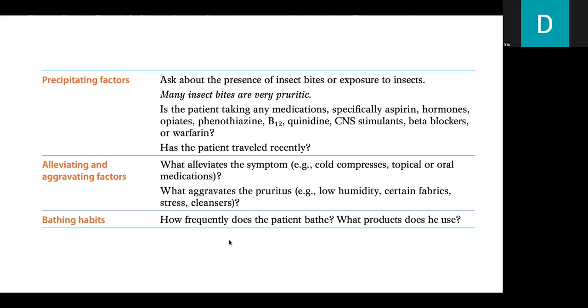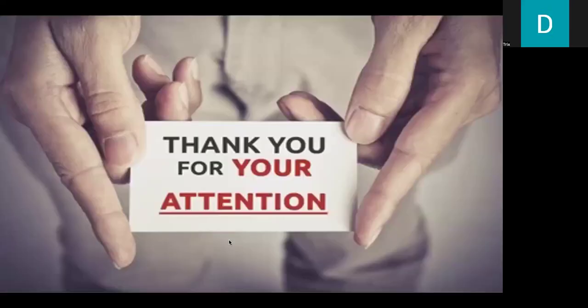Alleviating and aggravating factors. What alleviates the symptoms, like cold compress, topical or oral medications? What aggravates the pruritus, like low humidity or certain fabrics, stress, or cleansers? Bathing habits. How frequently does the patient bathe? What products does he use?